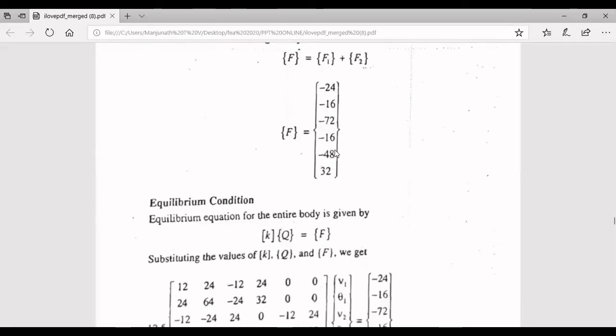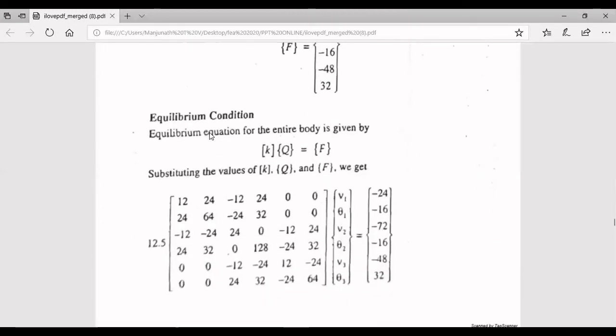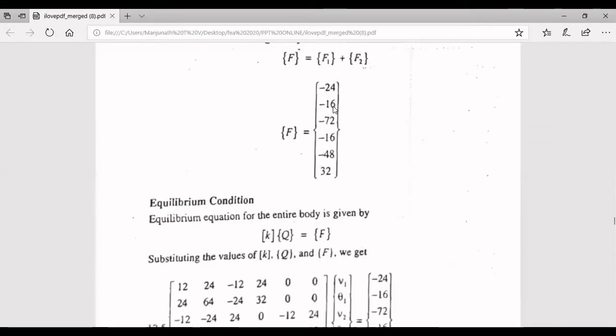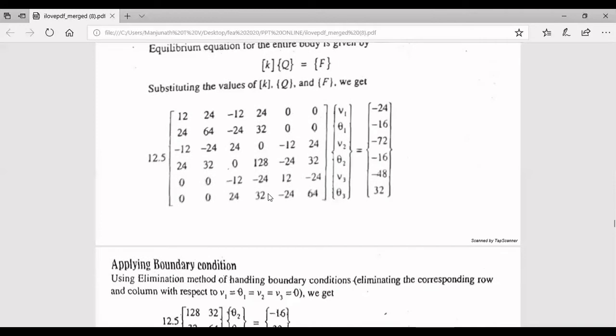Once we have calculated the force vectors, we consider the equilibrium equation. The equilibrium equation for the entire body is force equals stiffness into displacement. Here the force is the global force vector. We already calculated the global force vector, and we also know the nodal displacement vectors and force vectors, so we just write all the equations like this. Then apply the boundary condition.